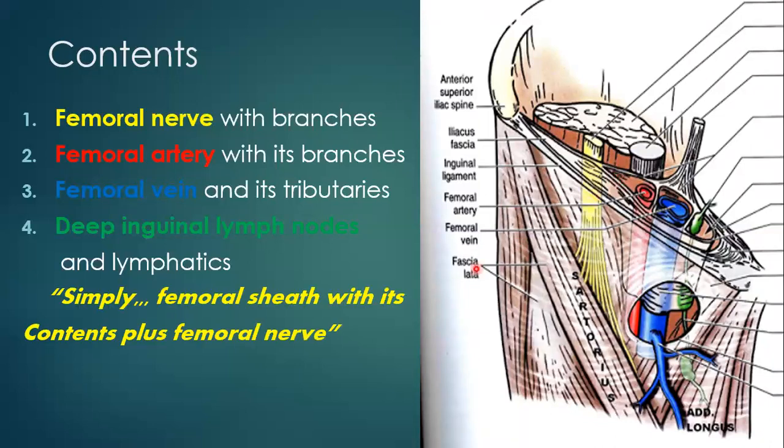Okay, so we can correctly say that the contents of the femoral triangle are the femoral sheath with its contents plus the femoral nerve. Femoral nerve is situated outside the femoral sheath. Okay, this is the femoral sheath. These three, 1, 2, and 3, the red, blue, and green, are the contents of the femoral sheath, while the femoral nerve, the lateralmost structure in the femoral triangle, is present outside the femoral sheath.